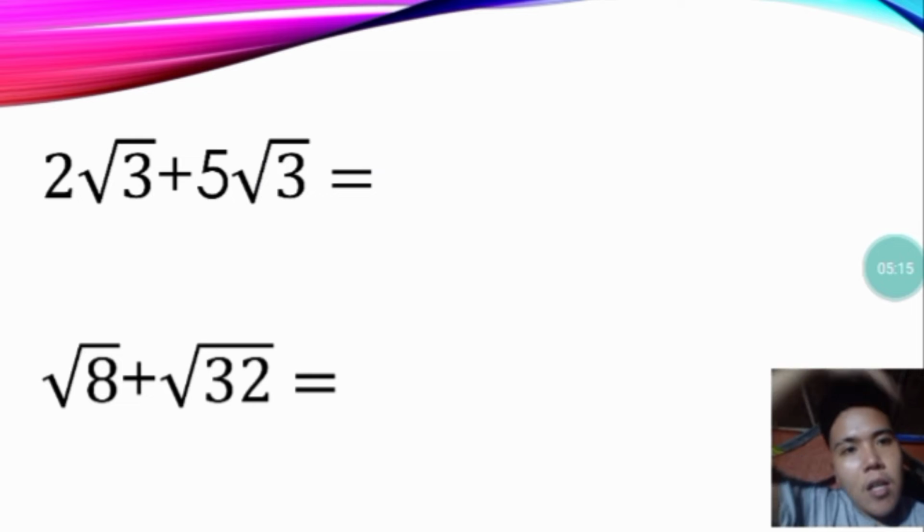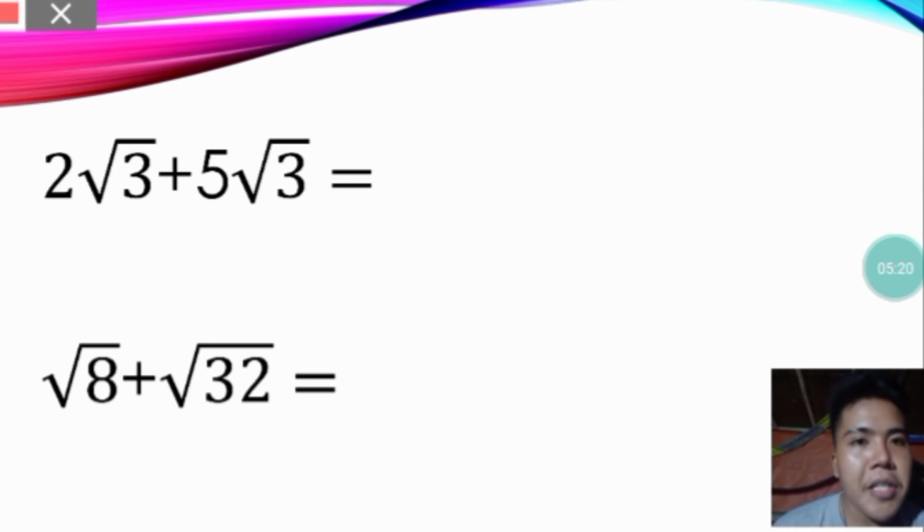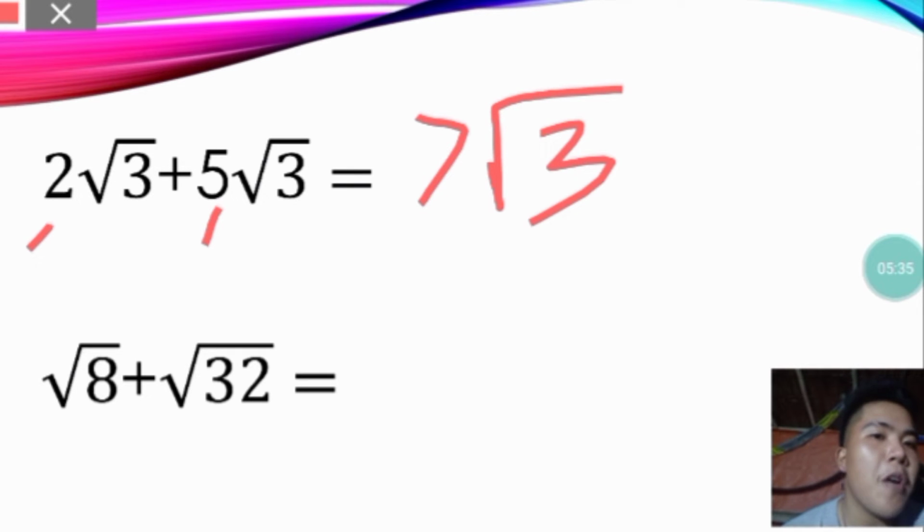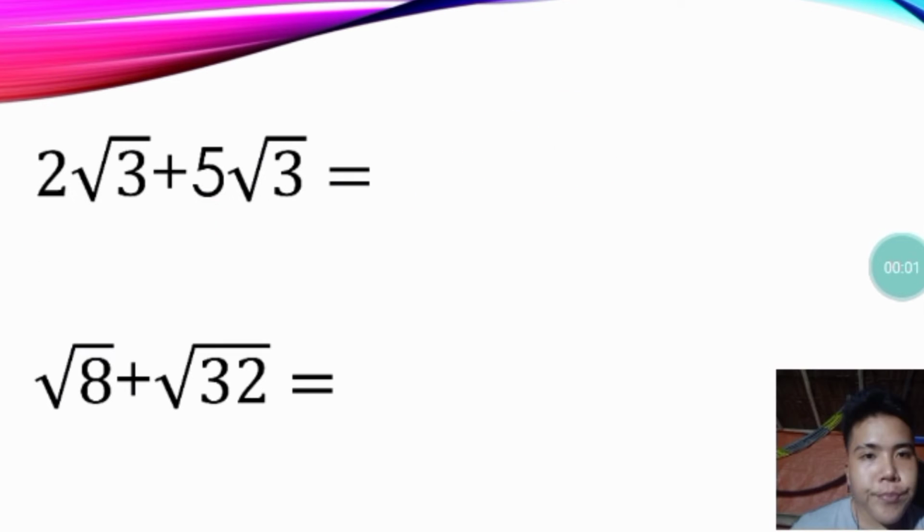Okay, so next. For example, in this example, 2 square root of 3 plus 5 square root of 3. You just simply add 2 and 5. So we have 7. So we have that final answer, 7 square root of 3. Okay, into the next example, square root of 8 plus square root of 32.